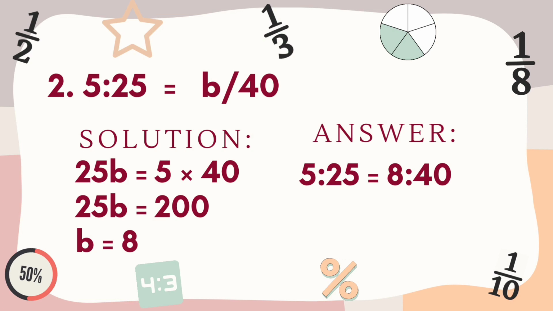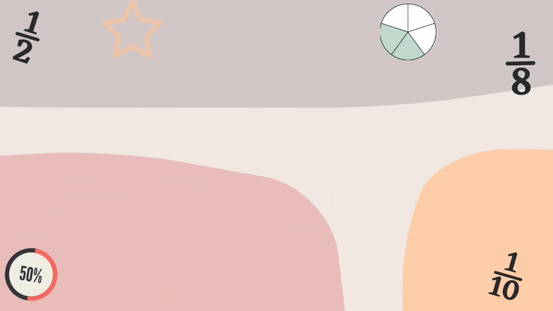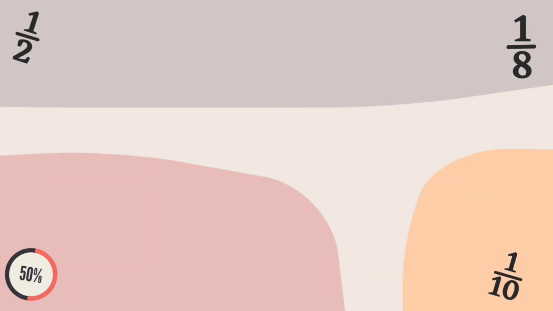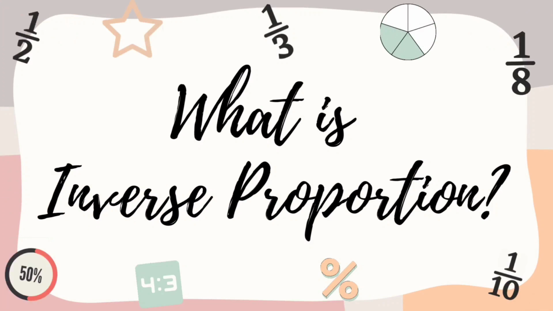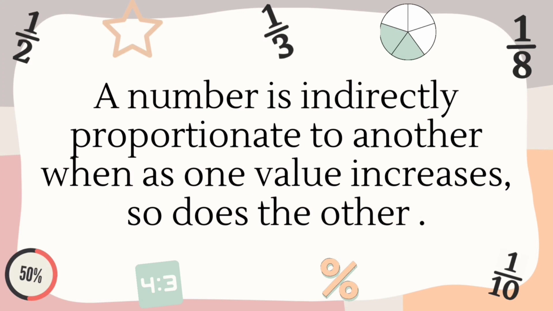And now, let us proceed to types of proportion. What is direct proportion? A number is directly proportionate to another when as one value increases, so does the other one. Now, for inverse proportion. A number is inversely proportionate to another when as one value increases, the other one decreases.